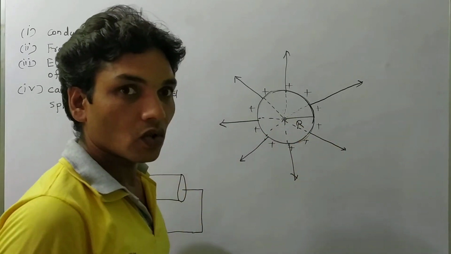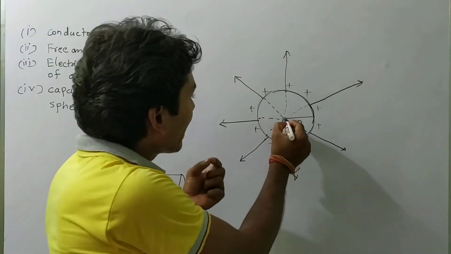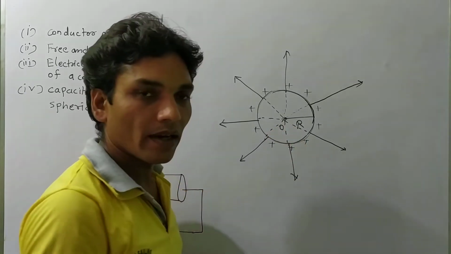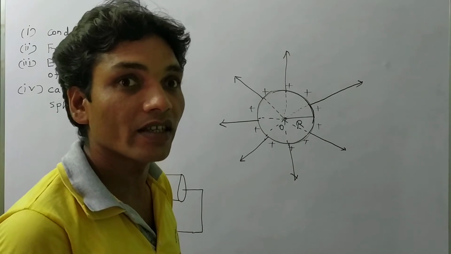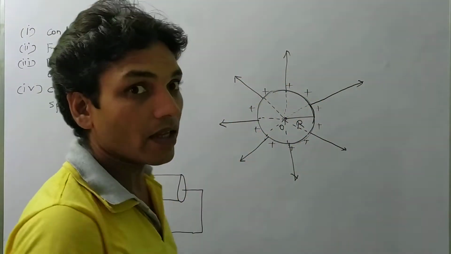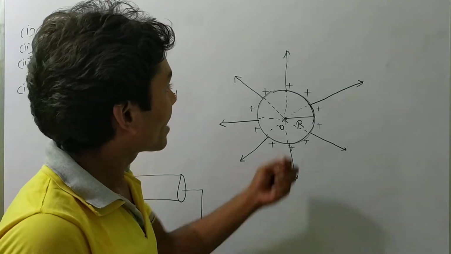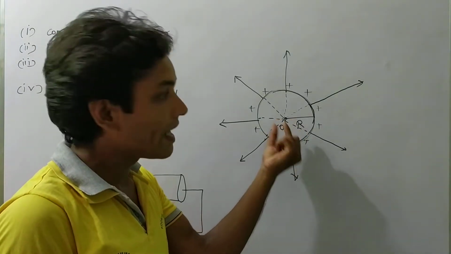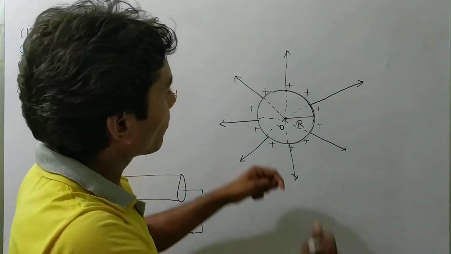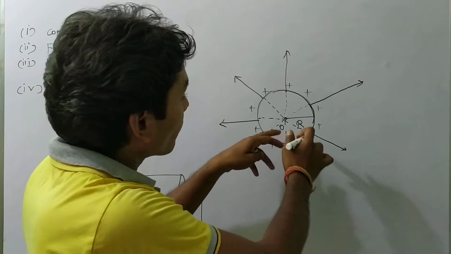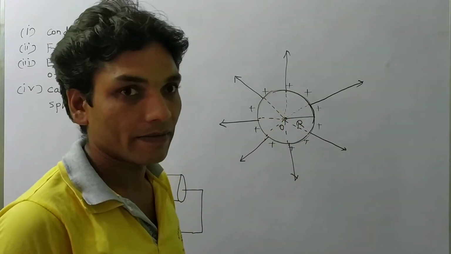So it appears that the charge is concentrated at the center of this sphere at point O, but actually the charge is distributed over the surface. But it seems that the charge is concentrated here. That's why these lines of force appear to start from the center of the spherical conductor.